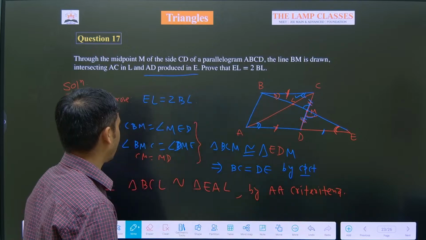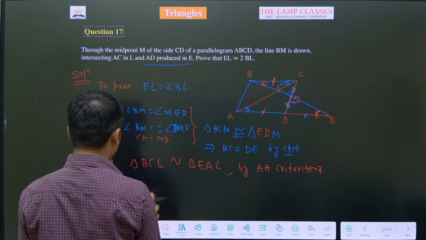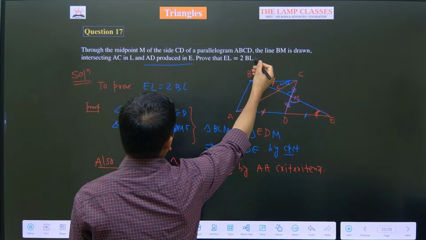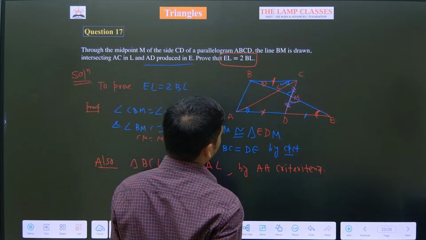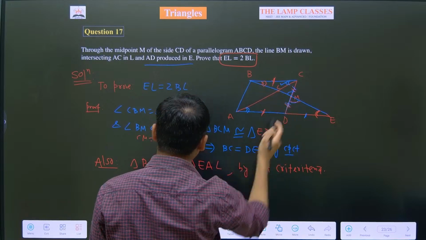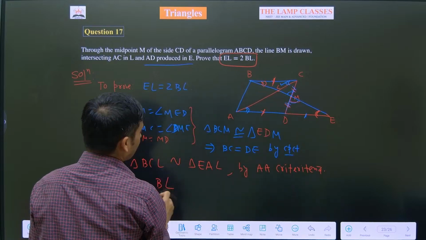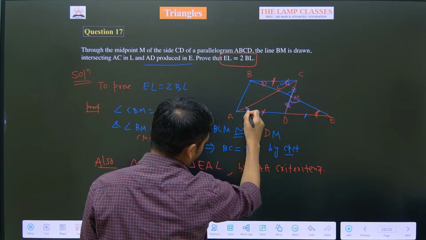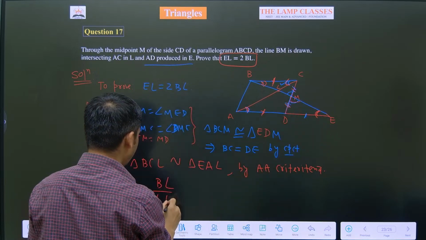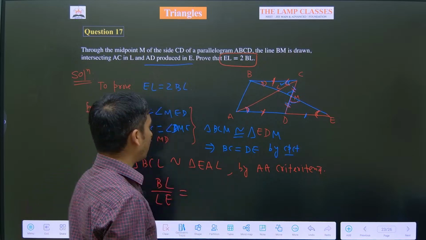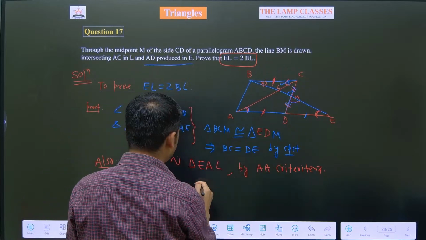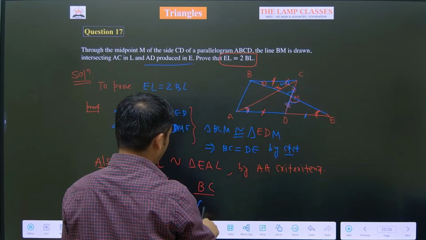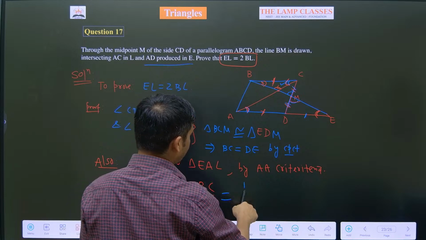Is that all right? So, if that is the case, can we apply CPST this time? So, since we are interested in length EL and BL, right? So, if I take this triangle, BL is opposite to this angle, and this angle and this angle are equal. So, opposite to this we have the side LE, is equal to, in this triangle we have BC, and what is the side opposite to this angle? It is AE. BC I am not disturbing.